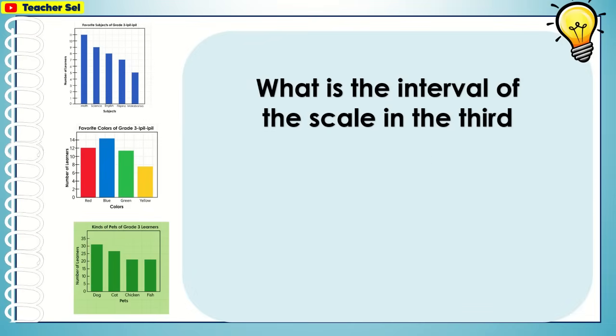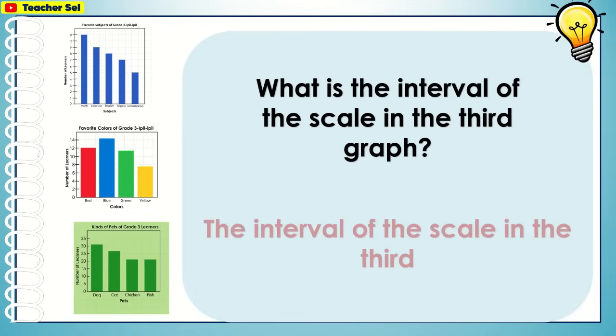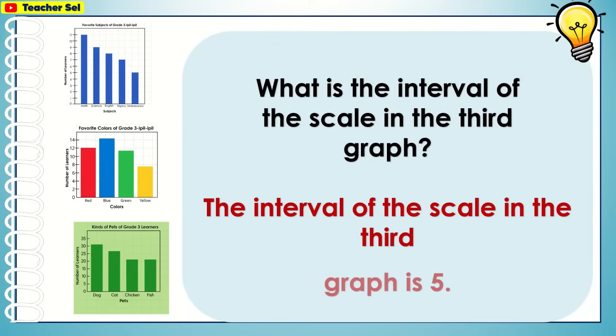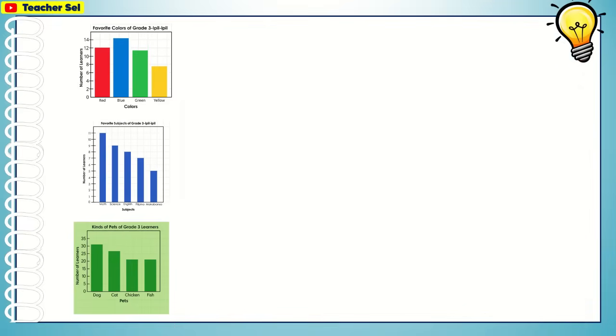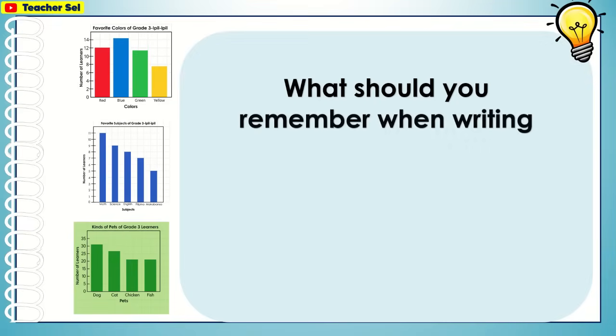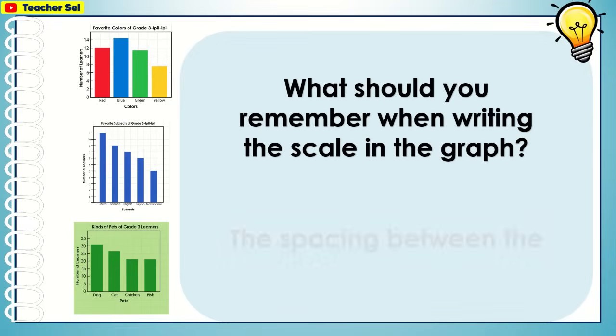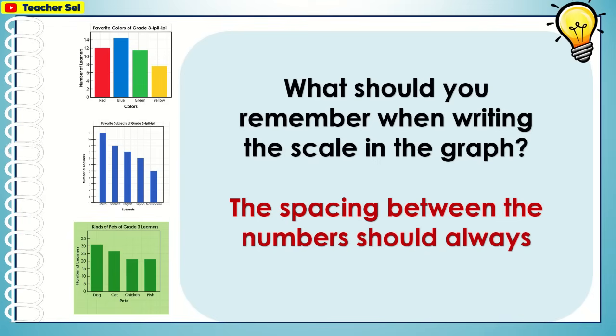What is the interval of the scale in the third graph? The interval of the scale in the third graph is 5. What should you remember when writing the scale in the graph? The spacing between the numbers should always be the same.